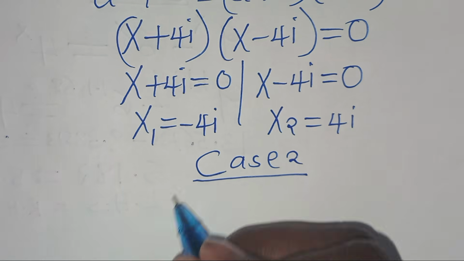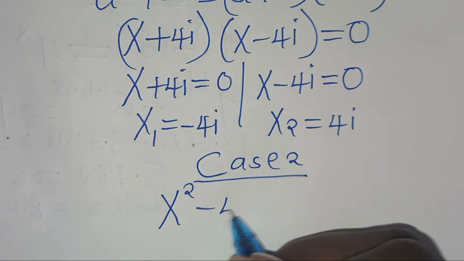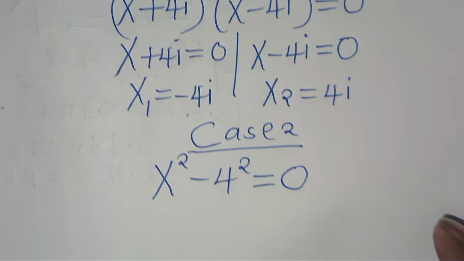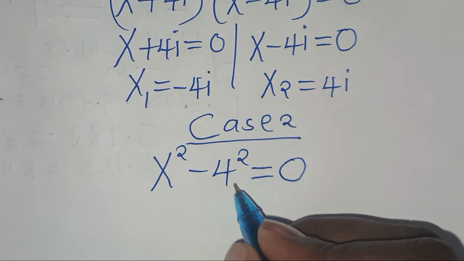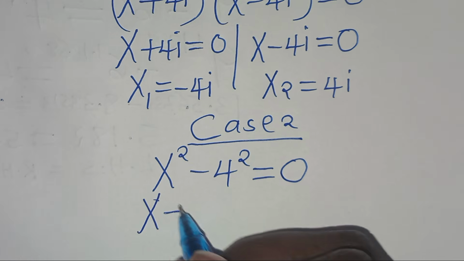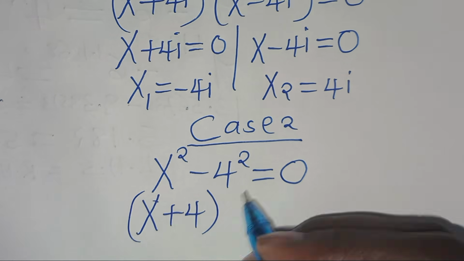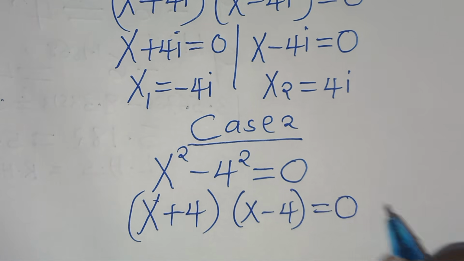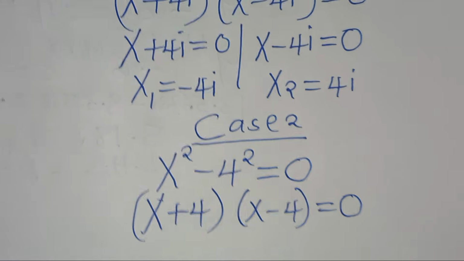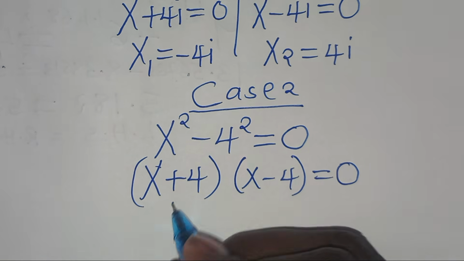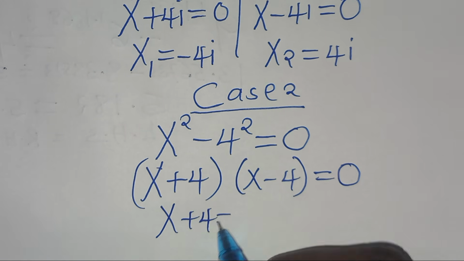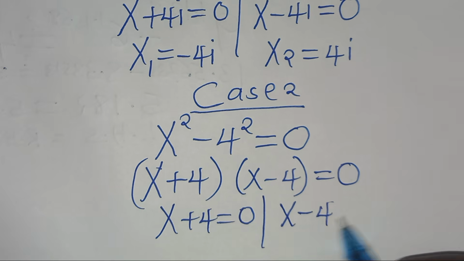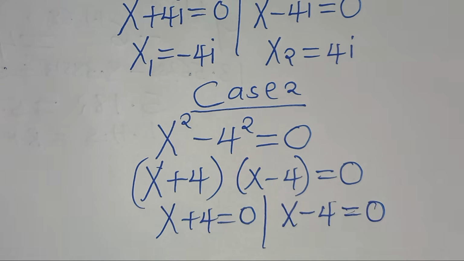In case 2, we have x to the power of 2 minus 4 to the power of 2, which is equal to 0. Now we can express x squared minus 4 squared as (x plus 4) multiplied by (x subtract 4), which is equal to 0. This is the difference of two perfect squares. So now we have x plus 4 equal to 0, then we have x subtract 4 equal to 0.